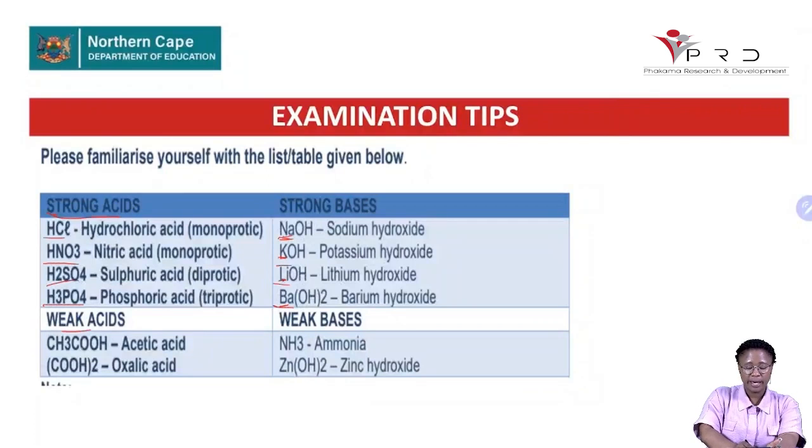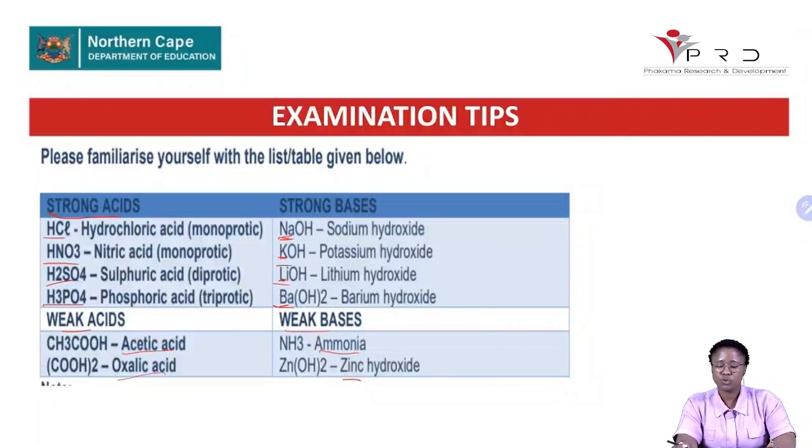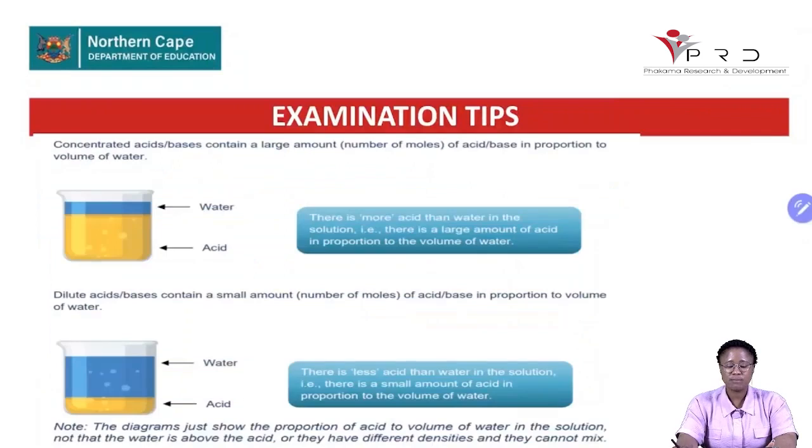Weak acids, we have your acetic acid as well as your oxalic acid. It's important to know both the formula and the name. And here we have our weak base, which is ammonia, as well as zinc hydroxide. All right, this is the table that you need to make sure that you familiarize yourself with.